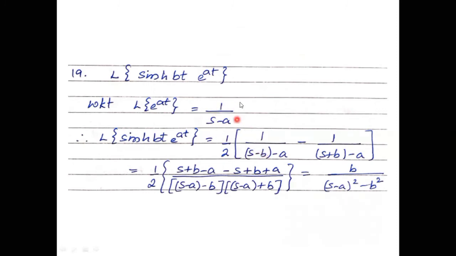This is f of s and this is f of s minus b. And this is f of s plus b. Okay, this is s minus b and this is s plus b. What is this? This is f of s. This is f of s minus b. This is f of s plus b. What is f of s minus b? In place of s, you have replaced s minus b. What is f of s plus b? In place of s, you have replaced s plus b.